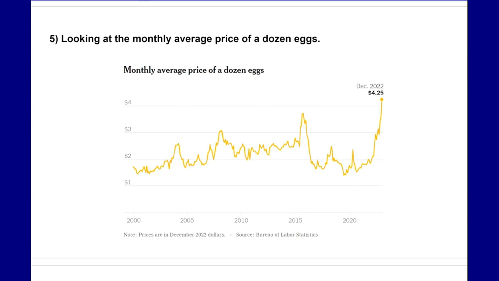Looking at the monthly average price for a dozen eggs since 2000. Again, what can you take away?